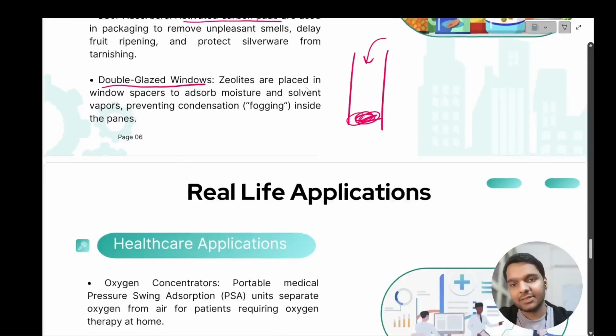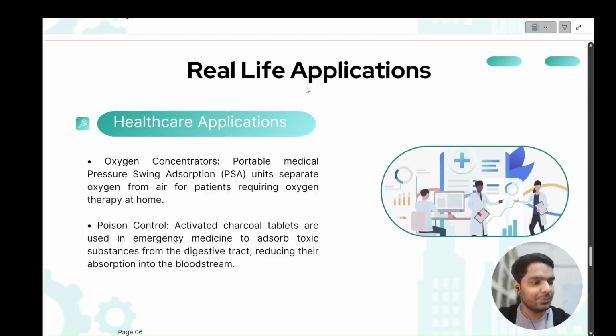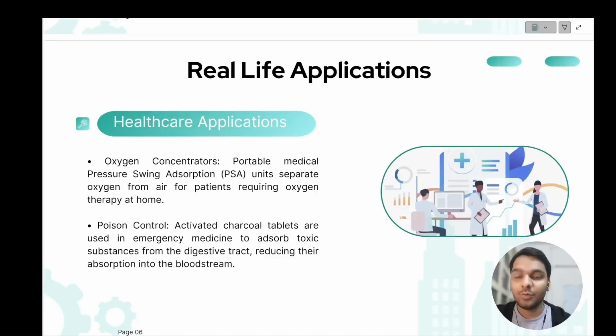Now talking about the next application, healthcare application, which is one of the most important applications. To make oxygen more portable, we use an oxygen concentrator so that oxygen is adsorbed and the patient requiring oxygen therapy at home can receive the oxygen therapy. Next one is poison control, in which if a person has ingested some toxic substance, then we can give him activated charcoal tablets so that it adsorbs the toxic substance from the digestive tract and the person can be saved.